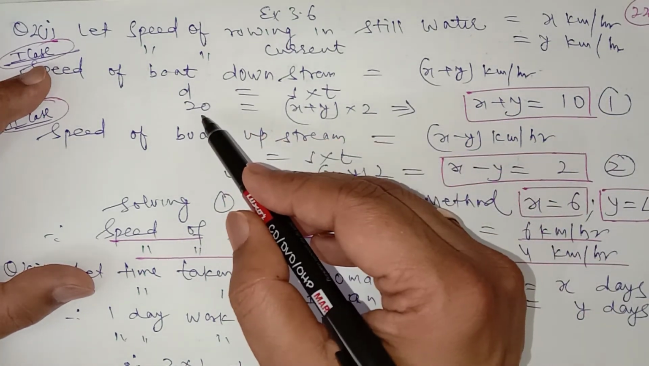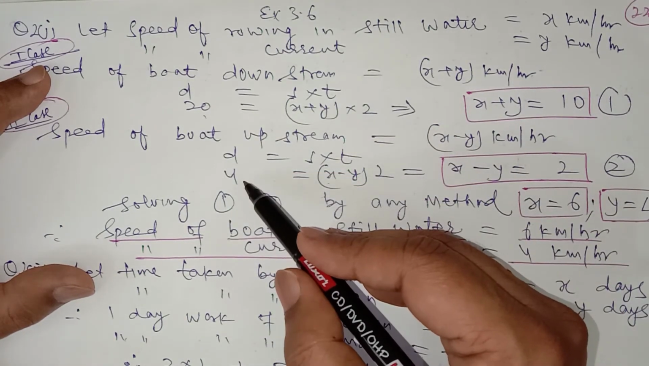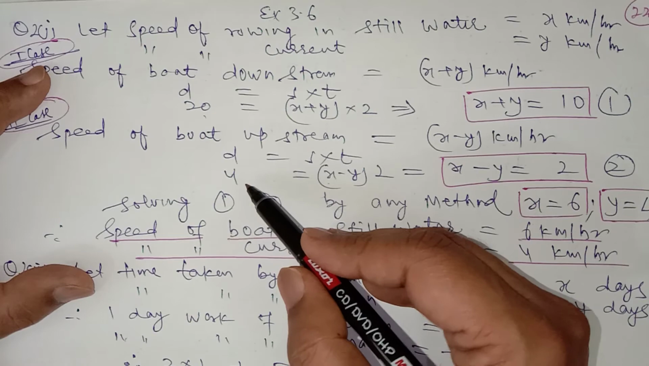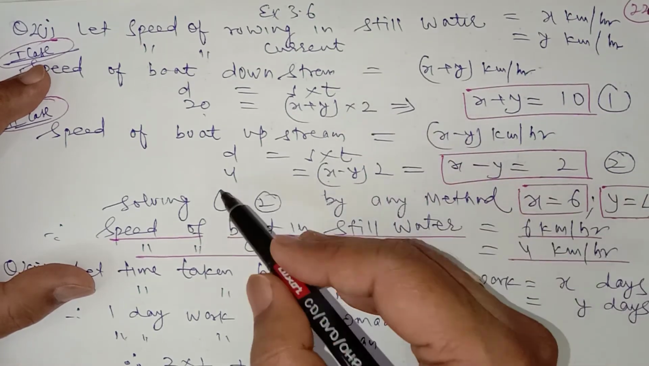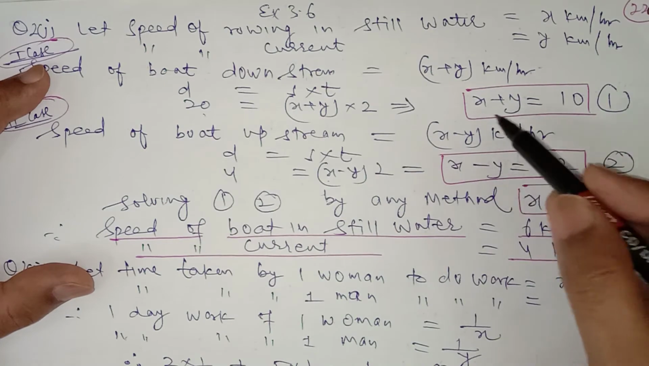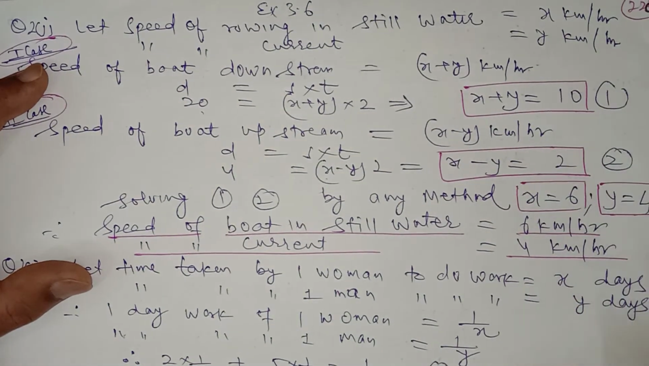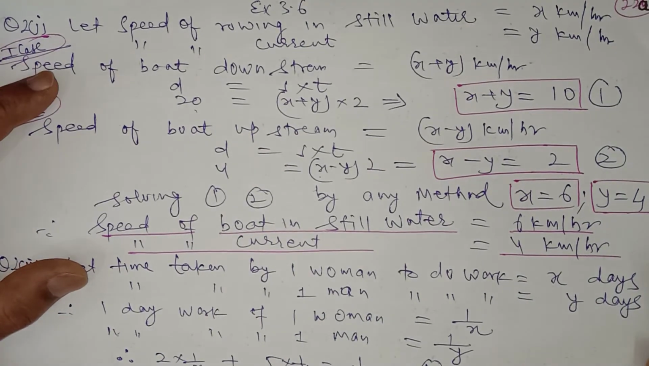In the downstream, naturally the distance traveled will be more in less time, and in the upstream, naturally the distance traveled will be less in the same time of 2 hours. So distance equal to speed into time, so x minus y is equal to 2. So you are getting these two equations, x plus y is equal to 10 and x minus y is equal to 2. Now solve these two equations to get the value of x and y by any method.